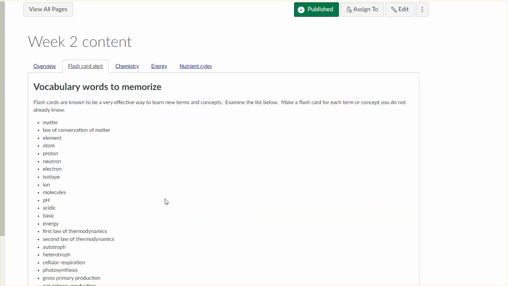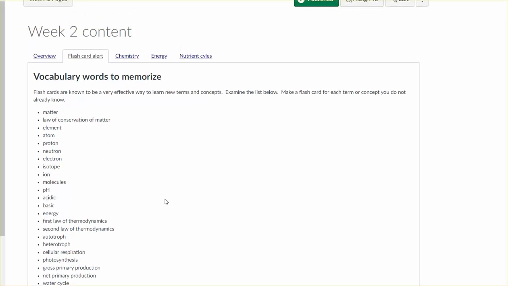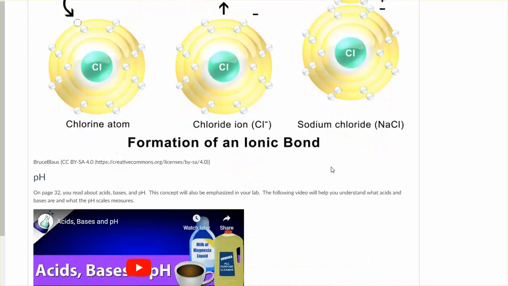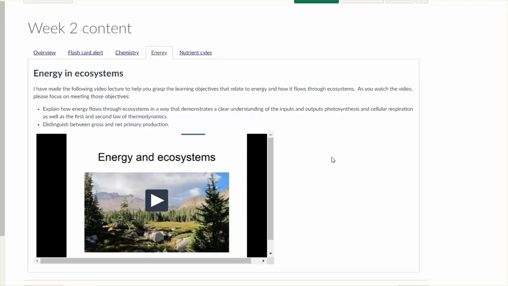On the flashcard alert tab, I've listed some terms that I want you to know. And I recommend, if you don't know some of these terms, that you make flashcards and study them before you take the week 2 quiz eventually this week. And then the remaining 3 tabs have some videos and diagrams to help you visualize and understand the week 2 content in a different way. So I highly recommend that you go through the week 2 content page as you read chapter 2 in our textbook.